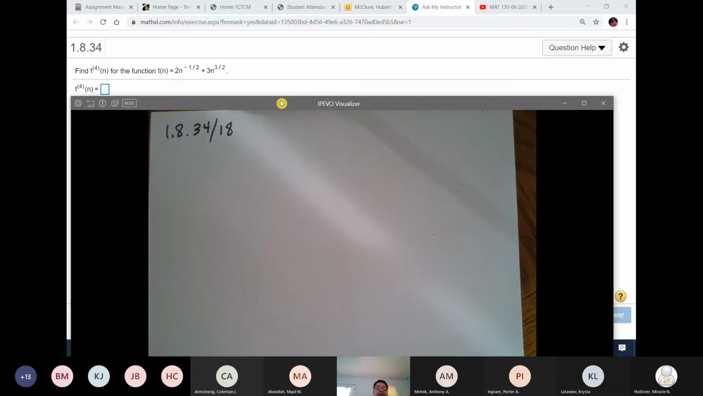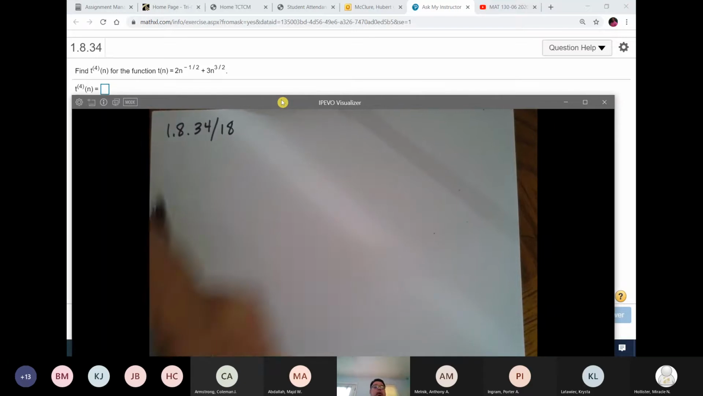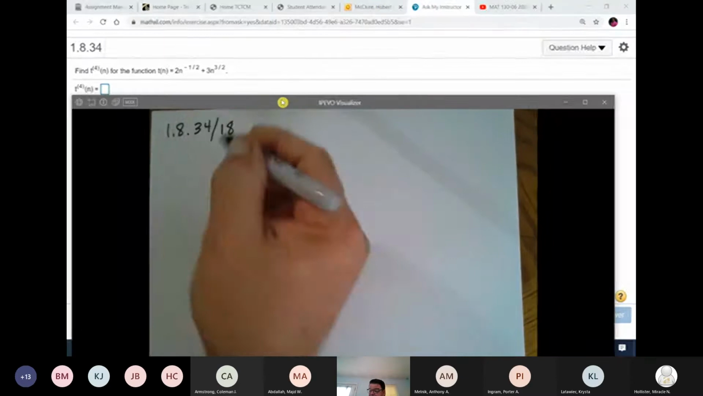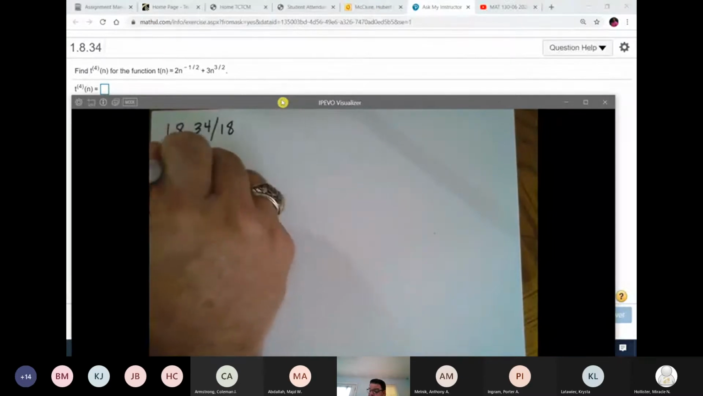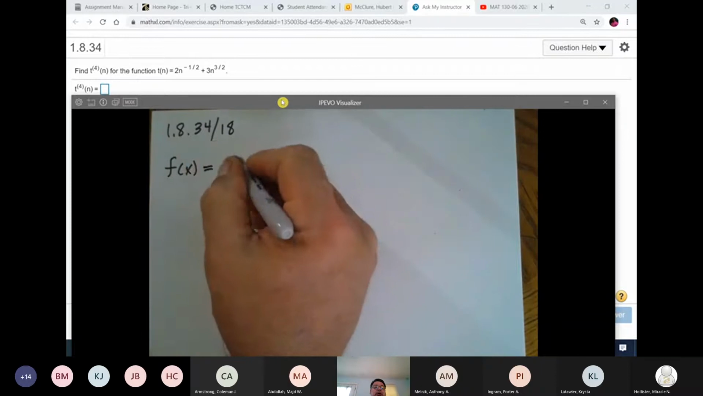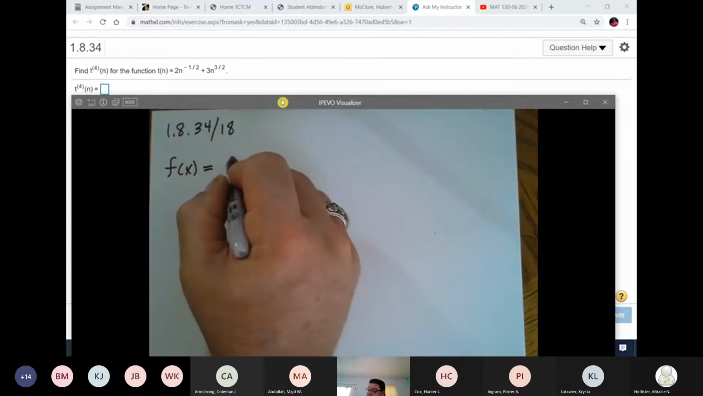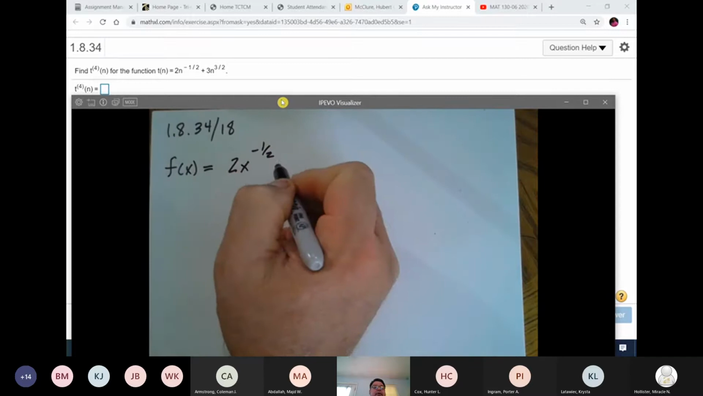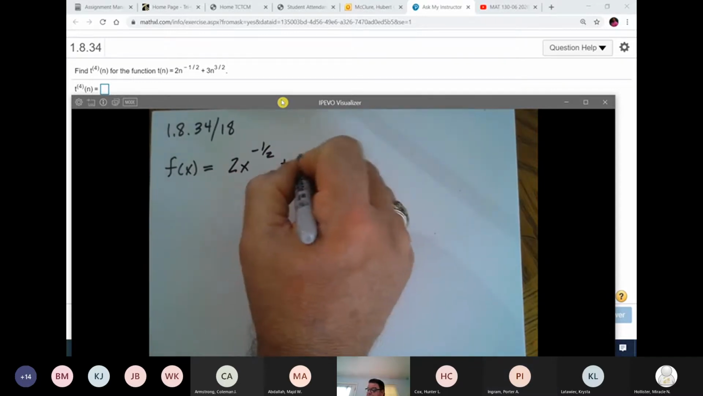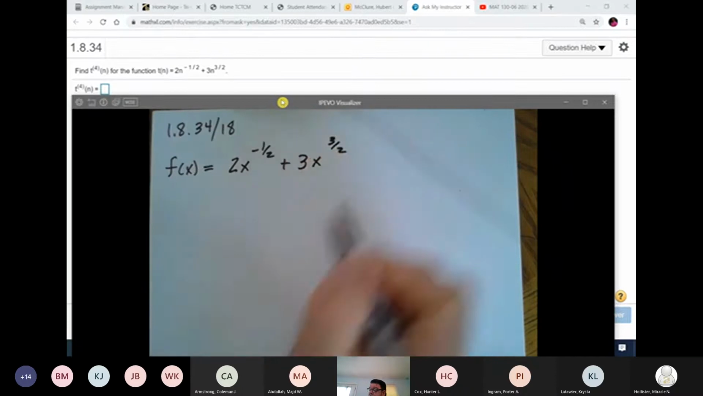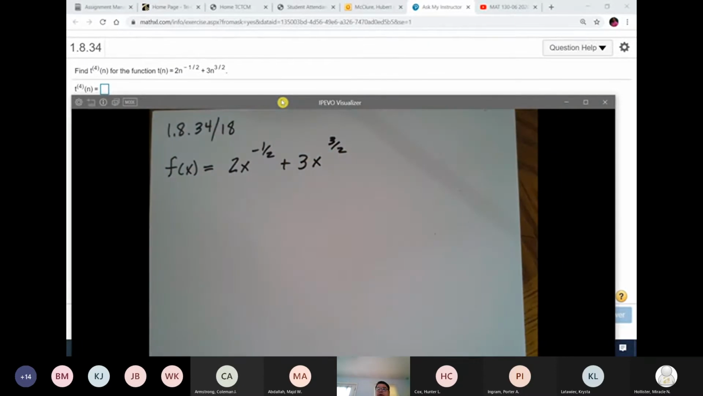Find the fourth derivative. Okay, I'm going to write it f of x. That's what we're used to. F of x is equal to 2x to the negative 1/2 plus 3x to the 3/2. All right, I want you to take a minute and see how far you can go.